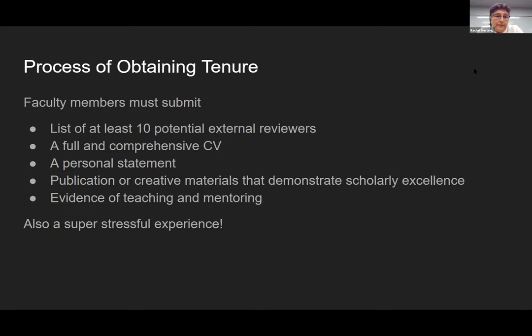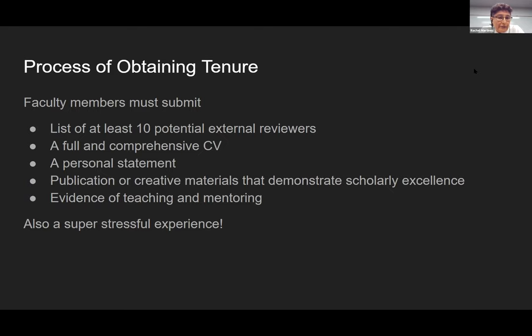So faculty members must submit a tenure package. That package contains a list of at least 10 potential external reviewers, a full and comprehensive CV, a personal statement, publication or creative materials that demonstrate scholarly excellence, and evidence of teaching and mentoring. And the publication or creative materials is where a lot of folks get tripped up because there's a lot of disciplines who will favor one type of venue where folks can publish over another. And so they consider that a higher research impact.